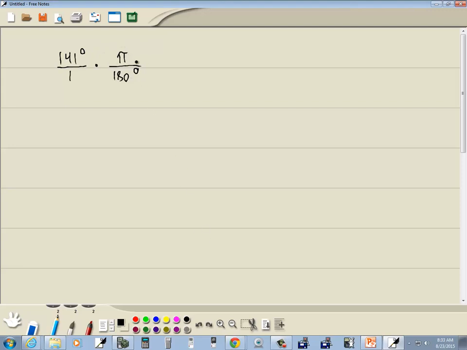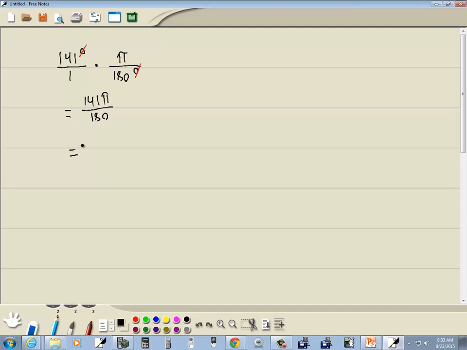Now you could sit there and memorize this, but dimensional analysis kind of guides you exactly on how to do the conversion. But in case you're wondering, the formula is, when you're converting from degrees to radians, you always multiply by pi over 180 degrees. Okay, well those degree marks will cancel, and we'll end up with 141 pi over 180.